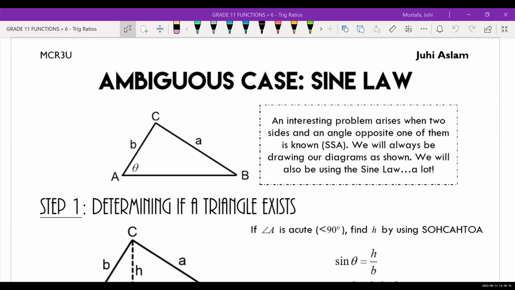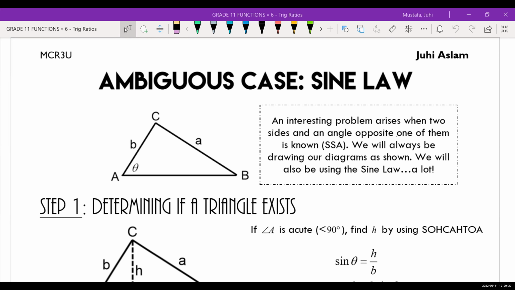And the idea is sometimes you're going to get information that leads you to the sine law because there is an opposite angle and side length. However, based on the information given, there are actually going to be 2 ways that you can draw the triangles, and that's why it's ambiguous. It's uncertain. So to solve this type of question, you actually have to show both of the triangles and do all the calculations for both of them.